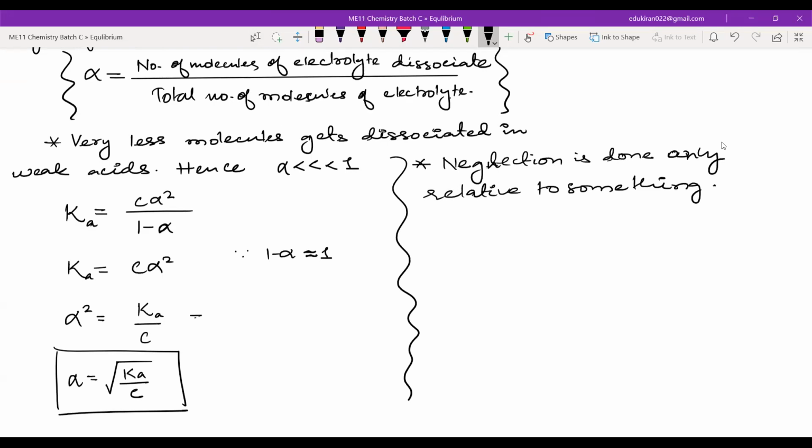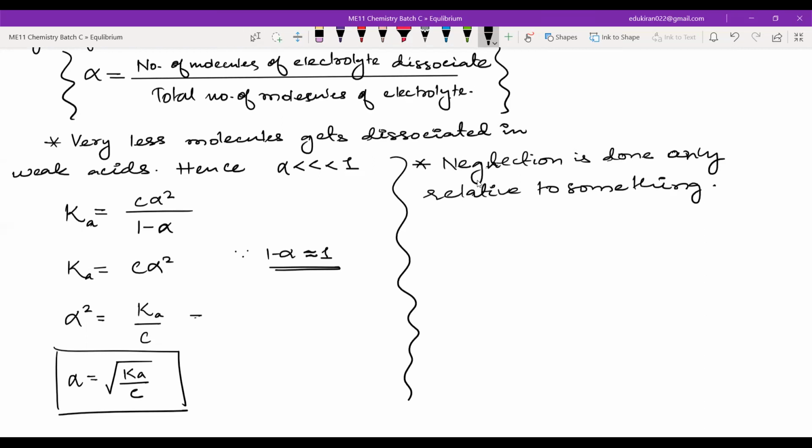Now, since 1 minus alpha will be nothing, right? It will be equal to 1 only. Yes or no? Yes, sir. That is why we took this as equal to 1. But alpha on its own will have some value.